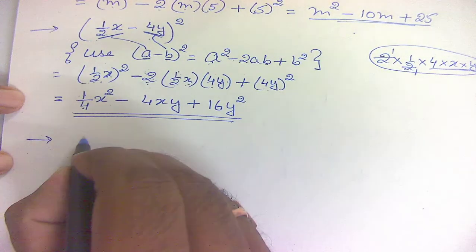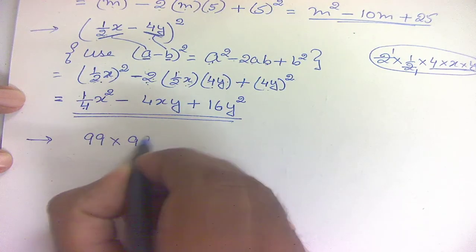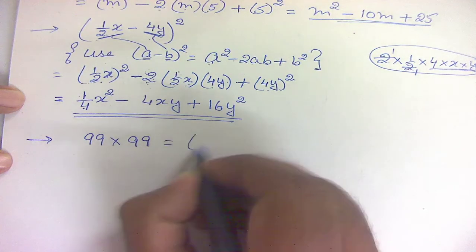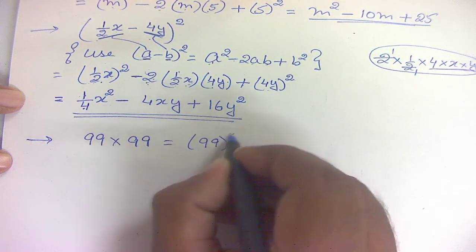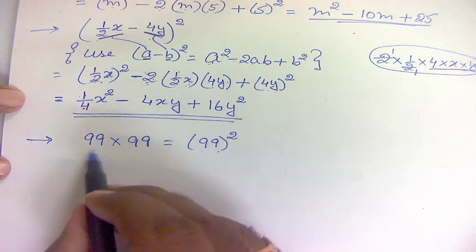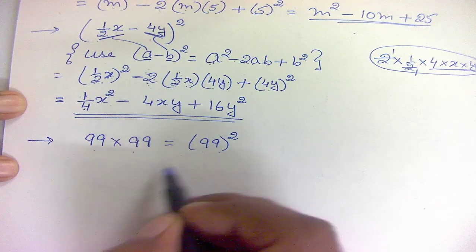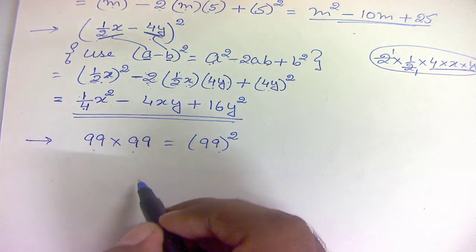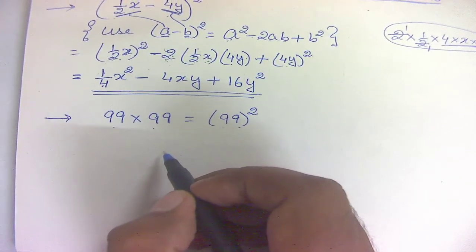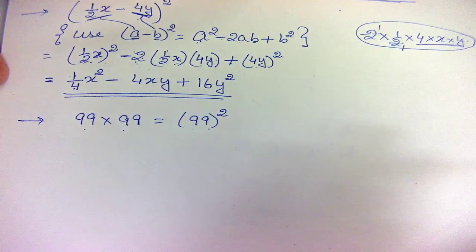Suppose you want to multiply 99 with 99, or you say you need to find the square of 99. Now the square of 99, or 99 multiply 99, you can easily multiply them and find the product. But here we will solve this by using the identity. We are going to use the identity in order to solve it.